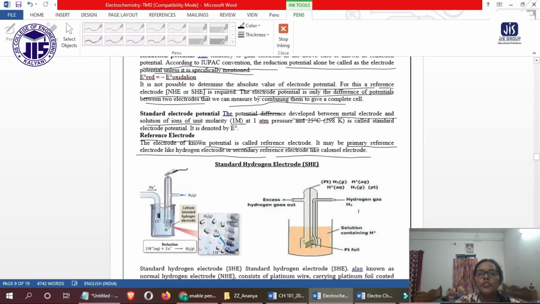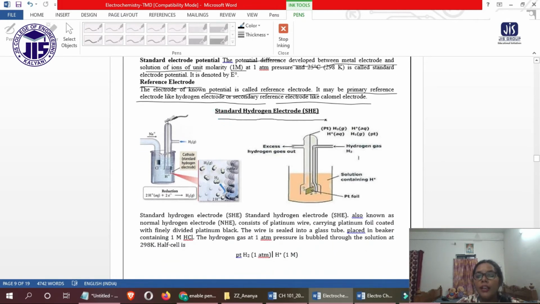Okay, so the standard hydrogen electrode. The standard hydrogen electrode is also known as the normal hydrogen electrode, NHE, which consists of platinum wire.